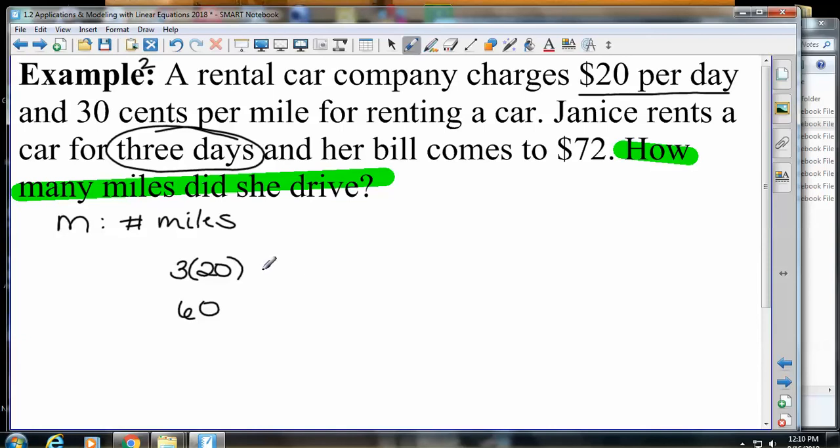And 30 cents per mile. So what do I need to be doing here? Adding 30 cents per mile. And so we're adding, you have to pay this for every mile, so you have to multiply it by the number of miles. And remember, the 20 is in dollars, so for 30 cents you have to remember your decimal. The bill comes to $72, so we would just say equals 72.